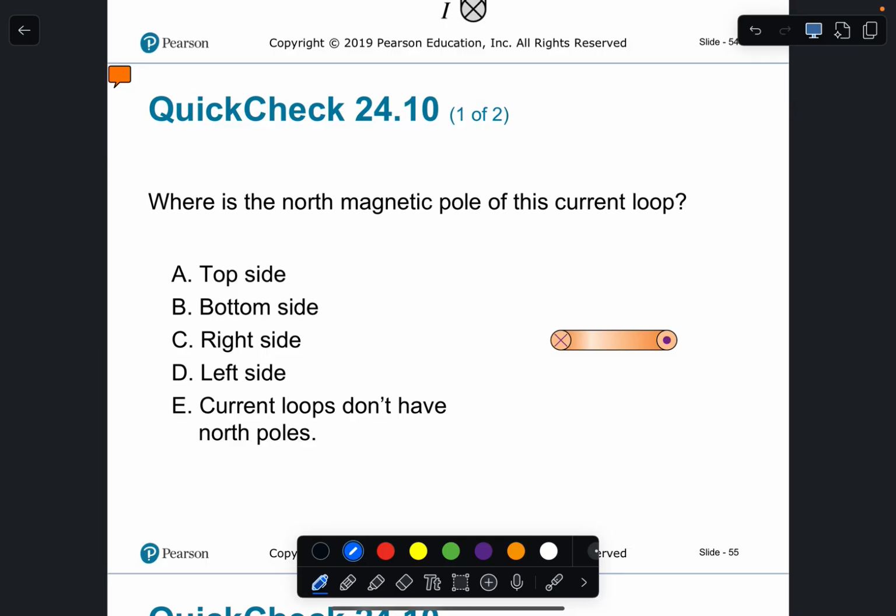So let's draw our little loop. So on this side, we have coming out of the page. So inside the loop will be a downward arrow, okay? Here will be another downward arrow. So over here would be a downward arrow. And so magnetic field lines point towards magnetic south and away from magnetic north. So which is the north pole? It would be the top side of the loop. So we agree with that?